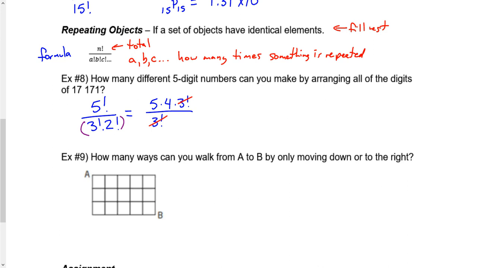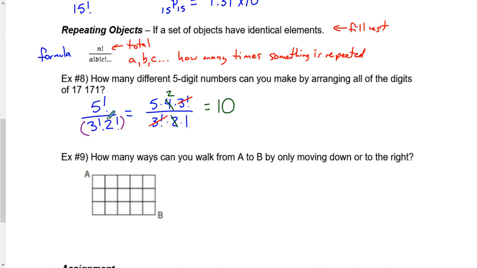But what about this 2 factorial? Well, the 2 factorial is just 2 times 1. But I can reduce this. 2 and 4, I'm left with a 2. Dividing by 1 doesn't change anything. 5 times 2 is 10. If you type this in your calculator, you're going to get the exact same number. So there's 10 different ways that we can write this.